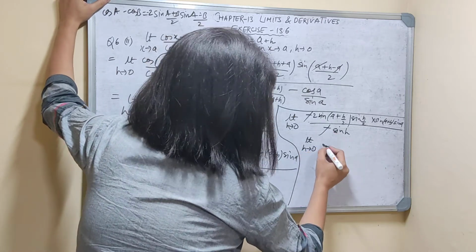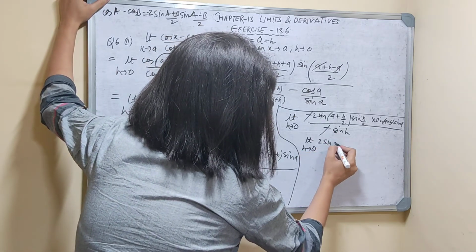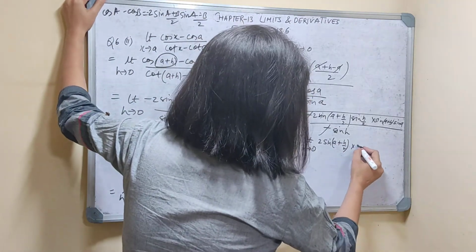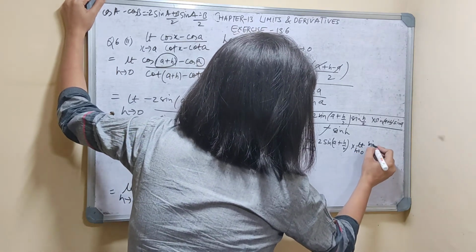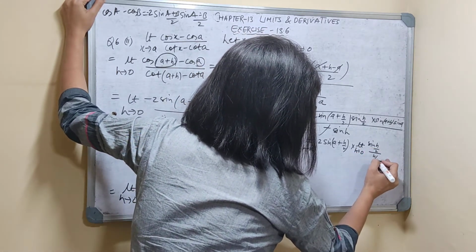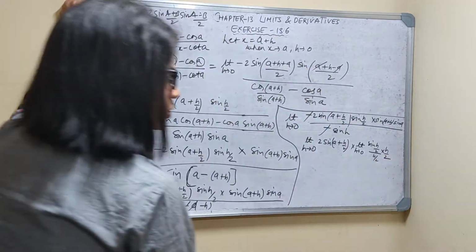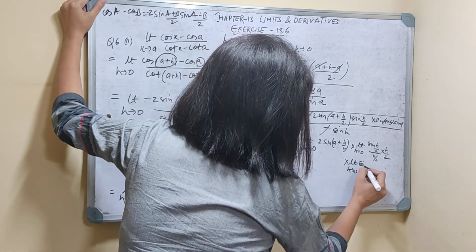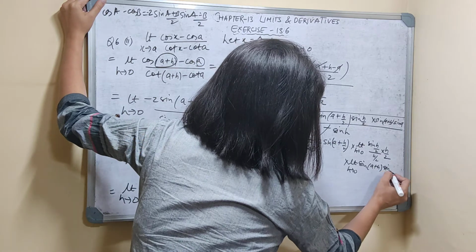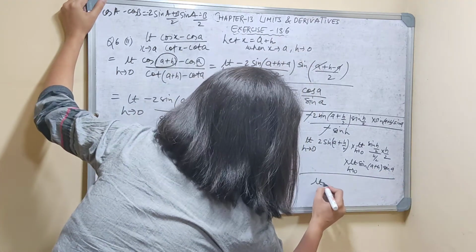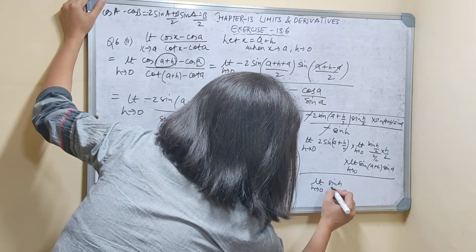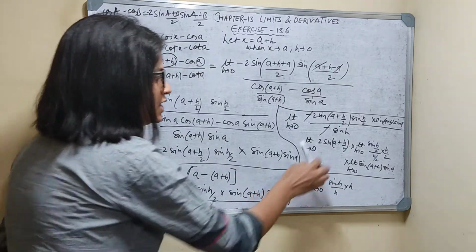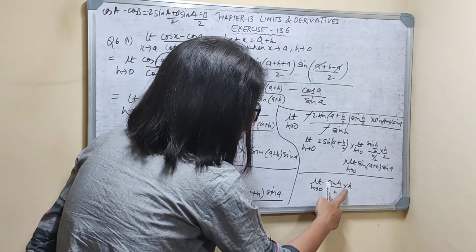Limit h tends to 0, here it is what? 2 sine a plus h by 2 into limit h tends to 0. Here it is what? Sine h by 2. So I have to write what? H upon 2 into h upon 2 into limit h tends to 0, sine a plus h into sine a upon limit h tends to 0, sine h upon h into h. Because I know limit x tends to 0, sine x upon x, that is 1. So here it is sine h only, so I am writing upon h and multiplying with h.